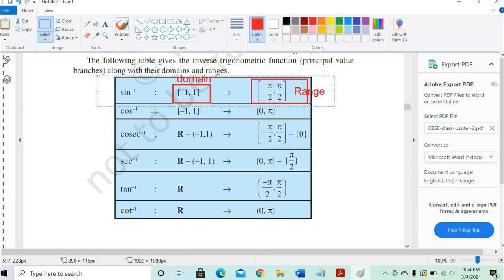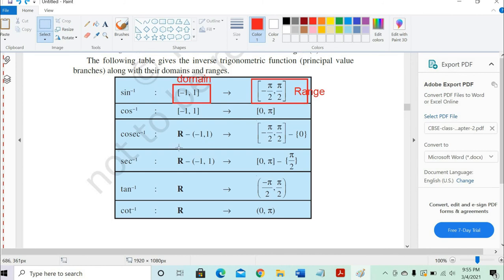So sine inverse x: -1 and 1 is the domain. Range is -π/2 to π/2. Cos inverse, we again have -1 to 1 as the domain, and the range is 0 to pi. Range is 0 to pi, correct?